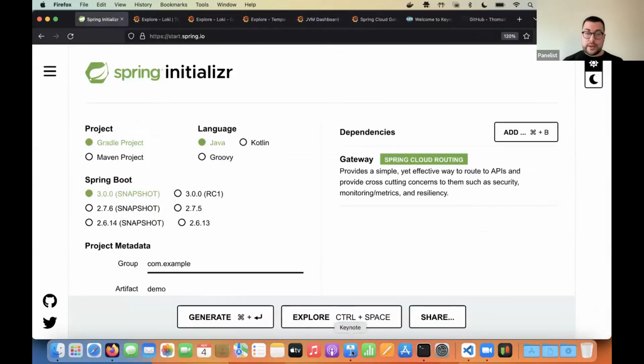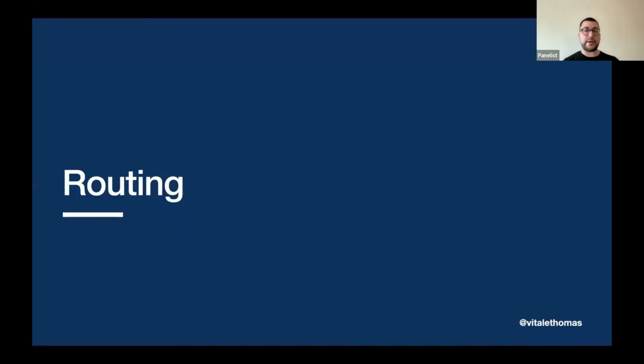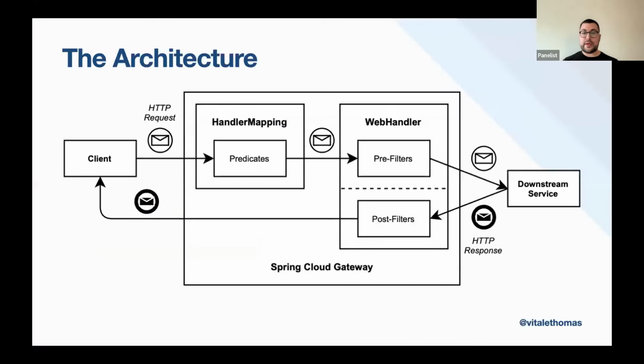All right, so let's recap what we have seen so far. We have started implementing our gateway, our edge service, by defining some routing configuration. This is the main architecture of Spring Cloud Gateway. We can see that a client sends a request. A predicate is used to match a request to a specific downstream service. And then we can apply some filters, both to the request before sending it downstream, but also to the response before sending it back to the client.